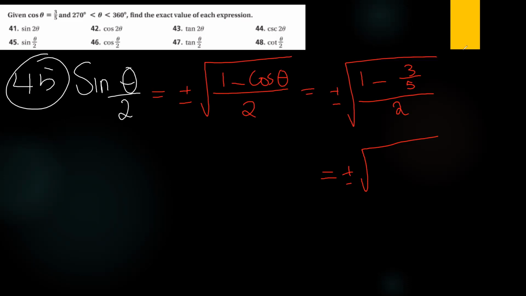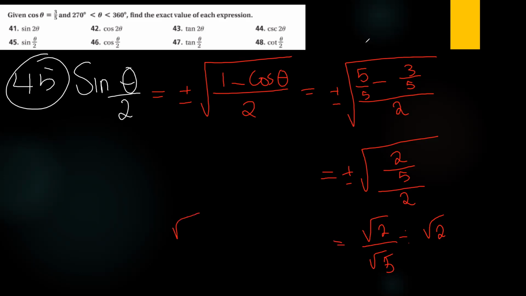1 can be written as 5 over 5. So it's 2 over 5 over 2. So it will be square root of 2 over square root of 5 divided by square root of 2. Sorry. So then it will be square root of 2 over square root of 5 times 1 over square root of 2. So you cancel them, you get the answer as 1 over square root of 5. So I did now the second step.